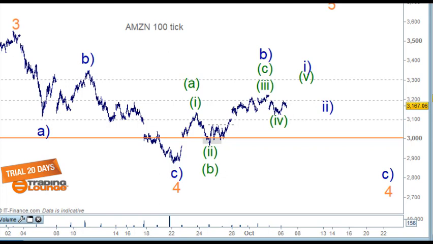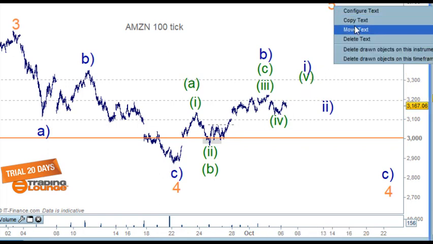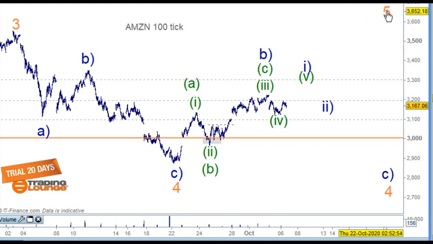I thought I'd just start with Amazon today on a 100 tick chart here because it's got quite a clean count to take us one way or the other, and it will just be a good indicator to keep an eye on. So first of all, the move down through here we can look at as an ABC correction for wave 4 being completed, and from wave 4 we can just keep rising and moving up into wave 5 further up yonder here, above wave 3 here.